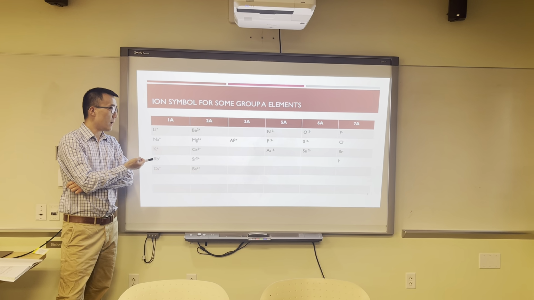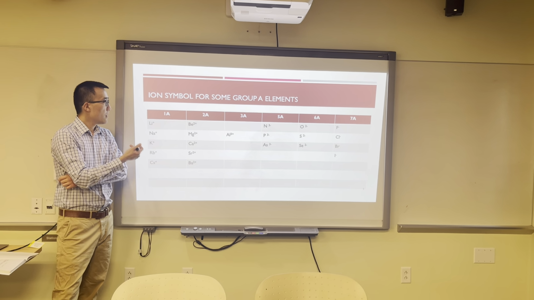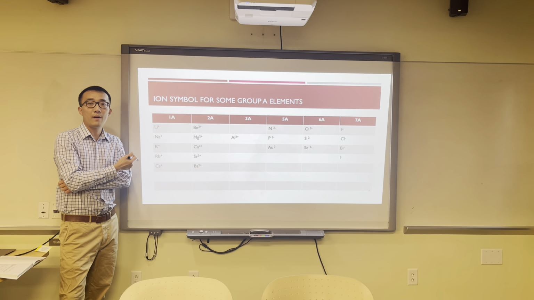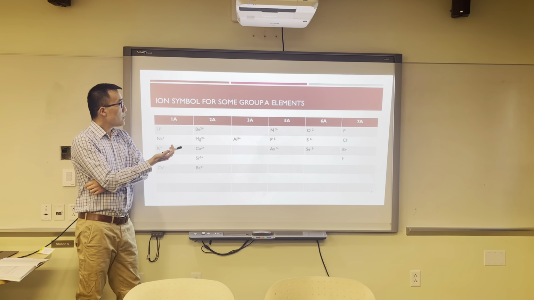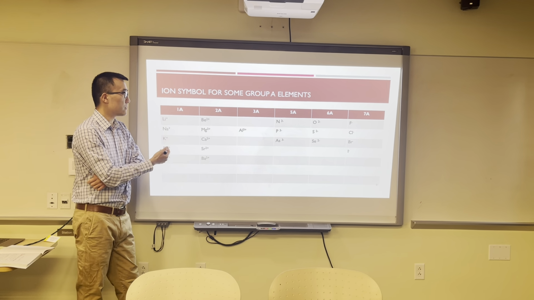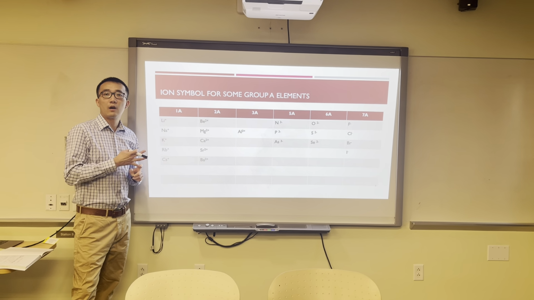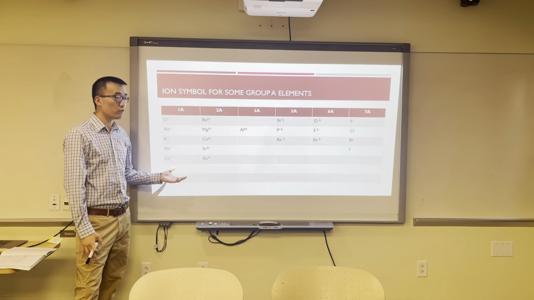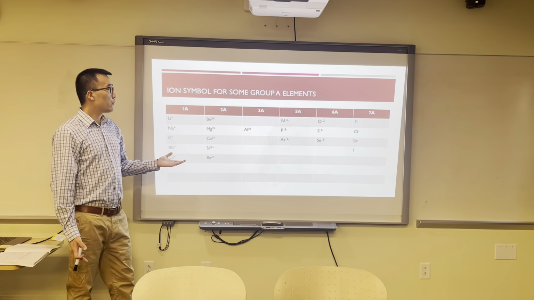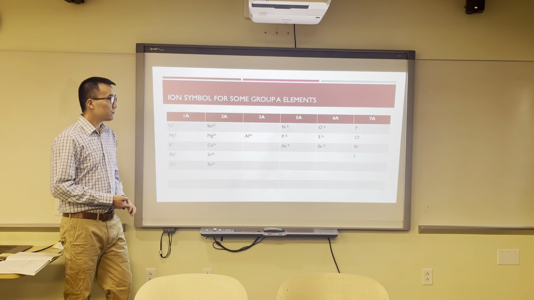For main group 2A, we label 2 plus. Why? Because 2 electrons got lost. For example, beryllium, magnesium, calcium, strontium, and then barium. For main group 3A, since 3 electrons got lost, we label 3 plus, which is aluminum 3 plus. That shows us first that those are cations, and second, it shows us how many electrons got lost. So for main groups 1A, 2A, and 3A, those are only metals, all right?